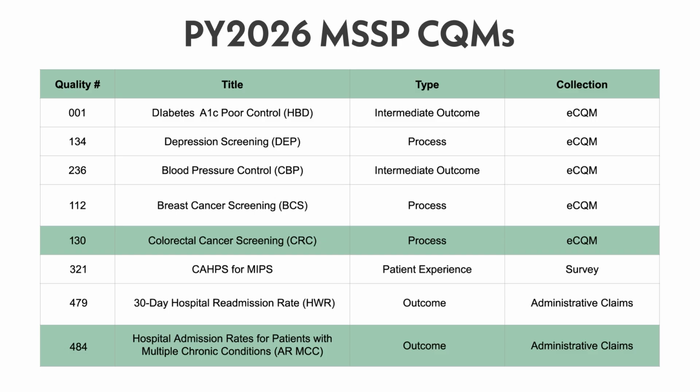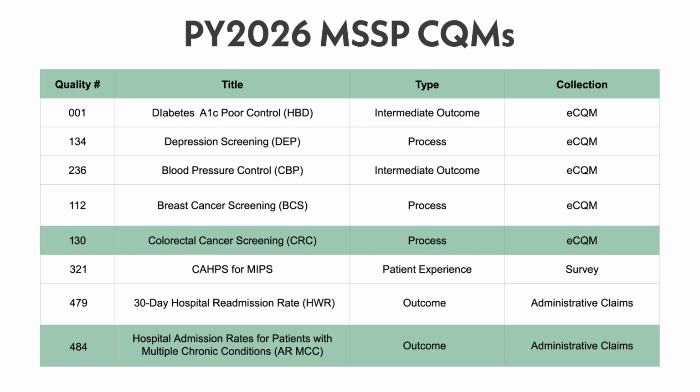First, we have the eCQM measures. These are pulled from the EHR, and success depends heavily on structured documentation. These include Quality 001 Diabetes A1C Poor Control, which is an inverse intermediate outcome measure, meaning missing labs or values greater than 9% count against us.